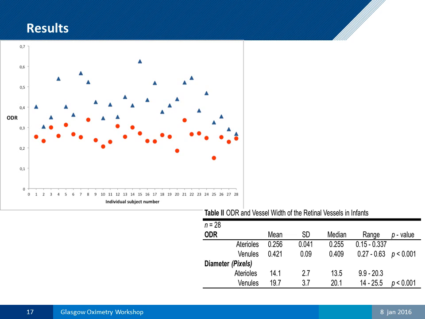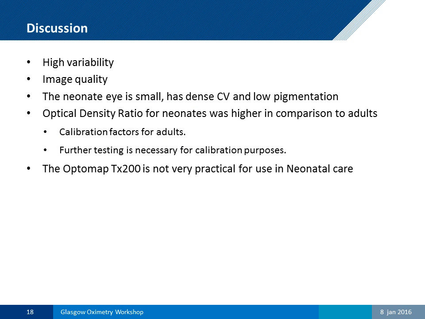We wanted to present our data in the ODR, which you can see on the y-axis, and on the x-axis you can see the subjects. You can see there's quite high variability within the venules of the patients. The ODR is significantly different, but there are still a few steps to be taken. We see a high variability.